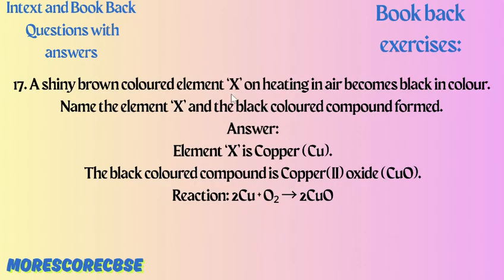A shiny brown colored substance X on heating in air becomes black in color. Name the element X and the black colored compound formed. So the element X here is copper. The black colored compound formed is copper 2 oxide, that is CuO. The reaction is 2 molecules of copper plus oxygen forming 2 molecules of copper oxide.